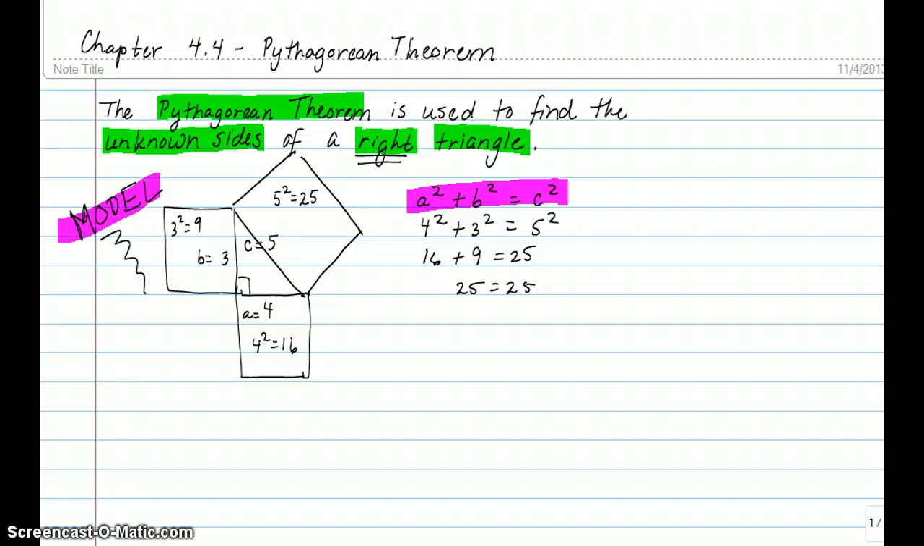This is chapter 4.4, the Pythagorean theorem. The Pythagorean theorem is used to find the unknown sides of a right triangle. It's really important you understand it's a right triangle. This is the only triangle it works for.